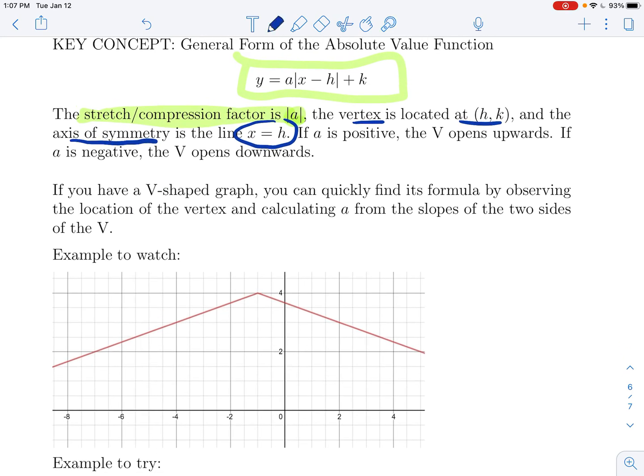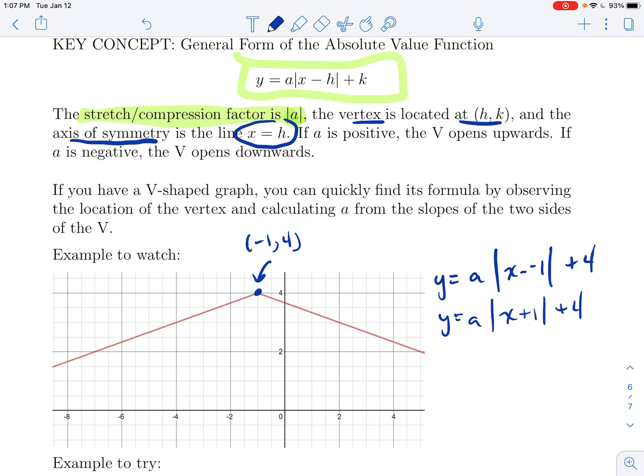I could look at this and say, all right, I have a V shape where clearly my vertex is at the point -1, 4. So right off the bat, I know that my formula would be y equals a, which is some number I haven't figured out yet, times the absolute value of x minus -1, plus 4. The coordinates of the vertex just go in as what we're subtracting here and what we're adding here. So it looks like this. And hopefully you'd think, yeah, if the vertex is over here, I shifted 1 to the left and 4 up.